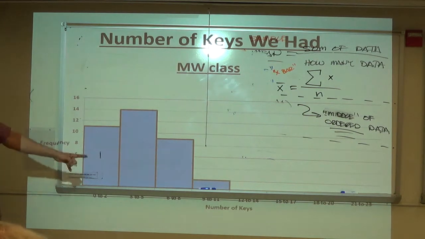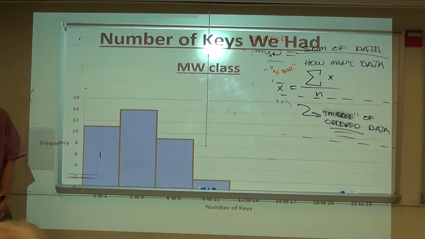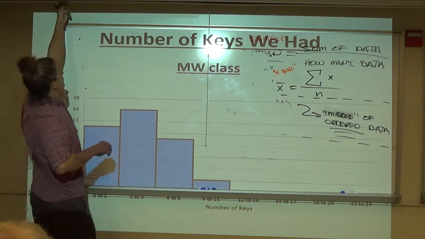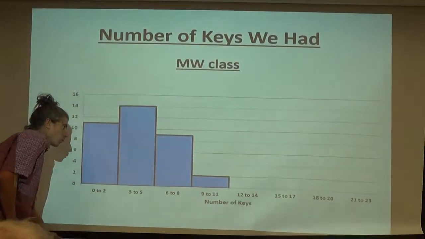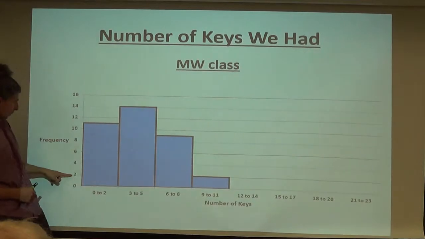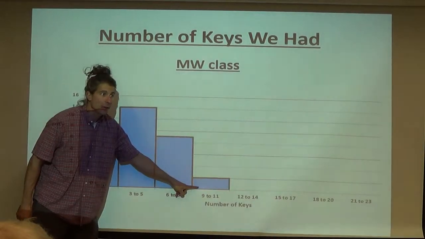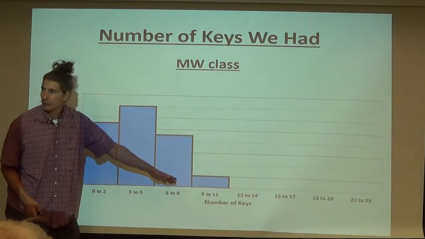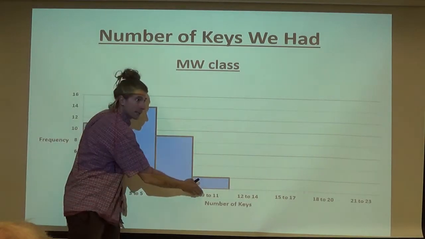Where's the biggest data point on this graph? And I wish I could raise the thing up. 11. Yeah, let me do this. Right, the two biggest data points are the 9 to 11. So those clearly aren't the median, right? No. Those clearly are not the median.